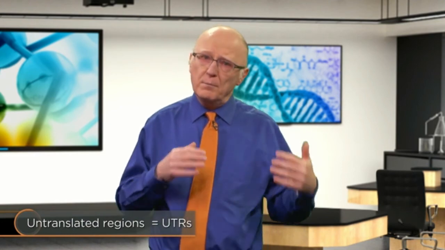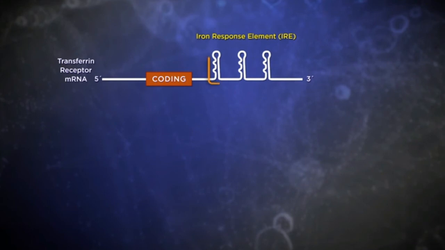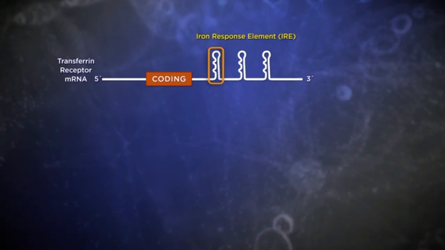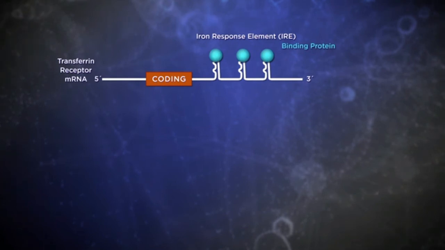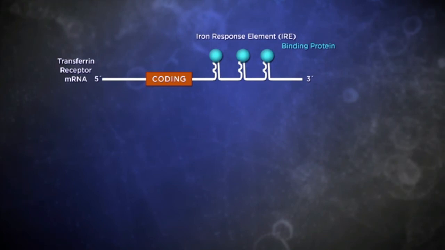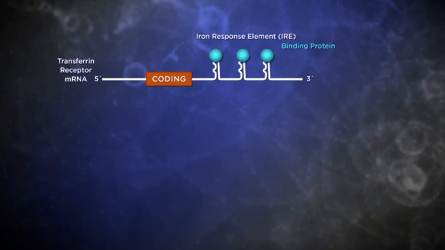Now, interestingly, the expression of both these proteins is regulated by a remote sequence in the untranslated regions, or UTRs, of their messenger RNAs. This regulating sequence, called the iron response element, or IRE, folds on itself to make a hairpin structure. The IRE can be bound by a binding protein. Okay, now watch how the IRE and its binding protein respond to the levels of iron and control the production of transferrin receptor and ferritin.